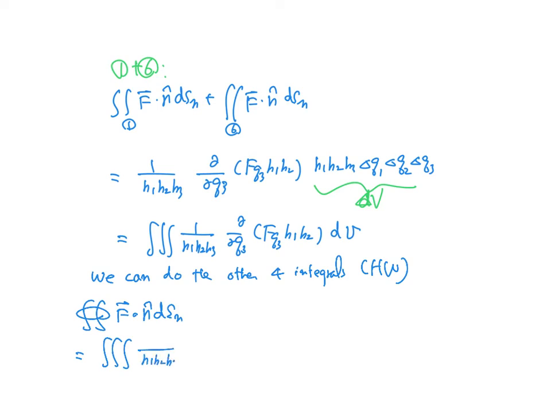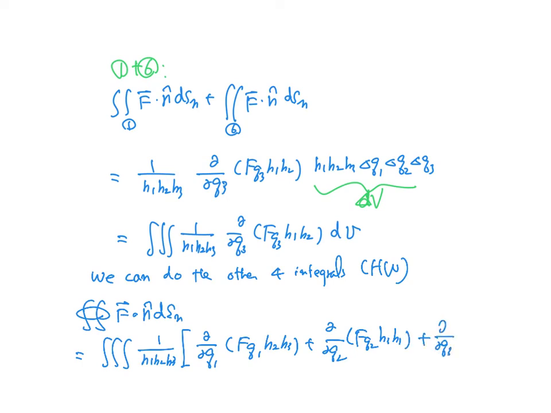H1, H2, H3, partial Q1, partial F Q1 H2 H3, partial Q2, partial F Q2 H3 H1, plus partial Q3, partial F Q3 H1 H2 dV. There's a divergence theorem in general coordinate system, and let me just check if my formula is correct.